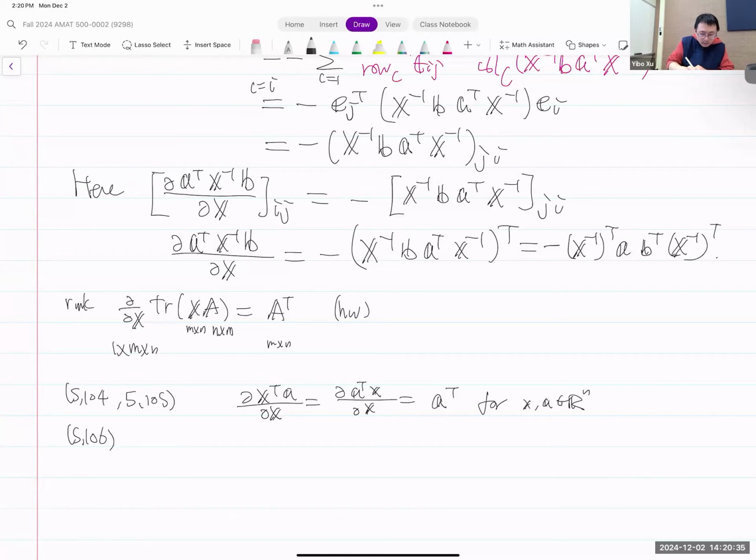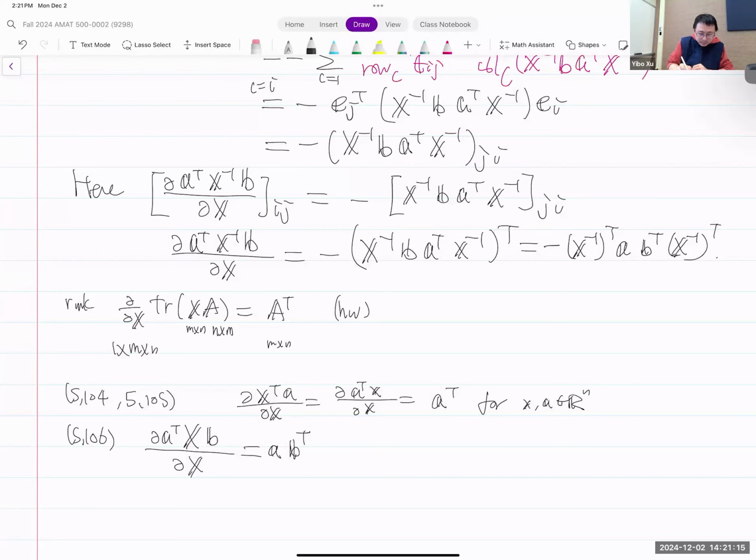The next one, 5.106. We have the trace of A transpose X B, X is a matrix, that's capital X, doing the partial with respect to X. Okay. This equals AB transpose. So if you look at this, it is relatively similar to the one before, 103. Okay, so 103 has A transpose X inverse B. Here this is A transpose XB. So yeah, let's do this all together.